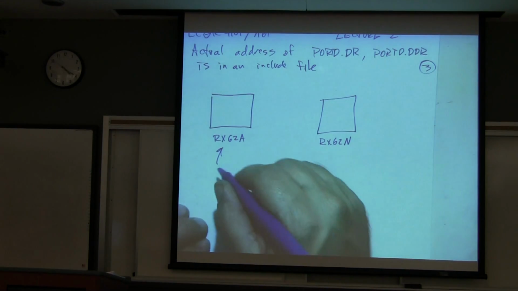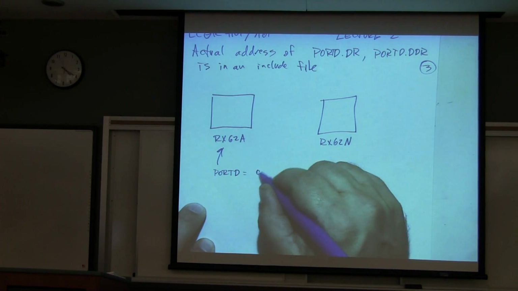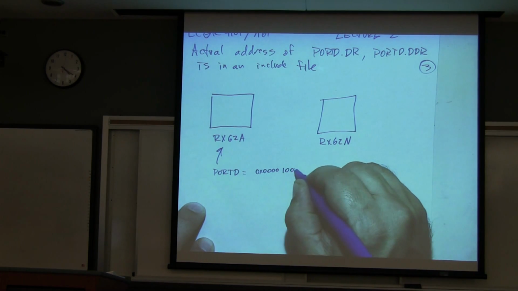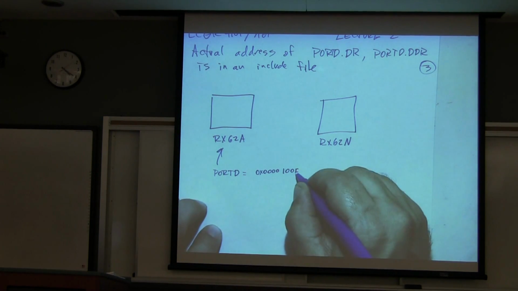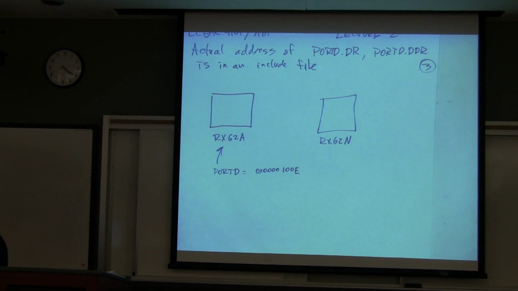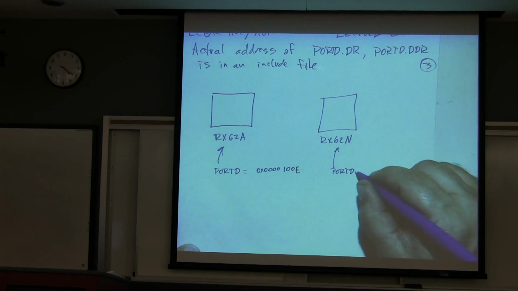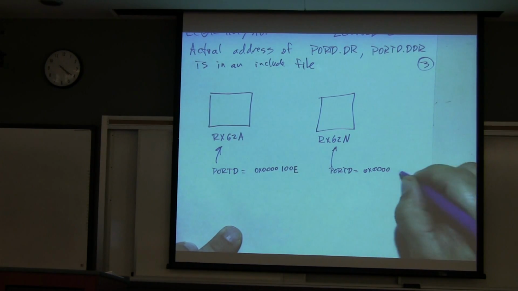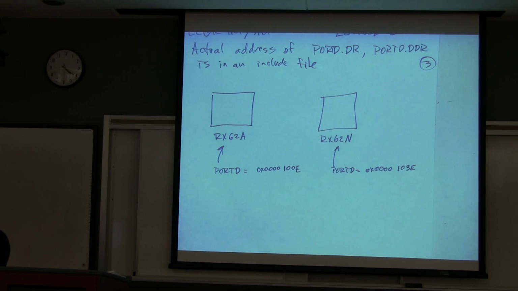But let me just guess and say that in this case, port D is equal to memory location 0000100E. I'm just making it up, so don't think that that's what it really is. But maybe on this part, port D is actually 0000103E. What I don't want to do is have to put all throughout my code everywhere what the address of port E is or D is, because it may change depending on my device.